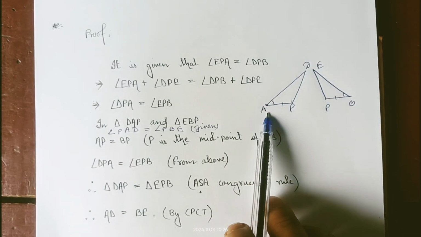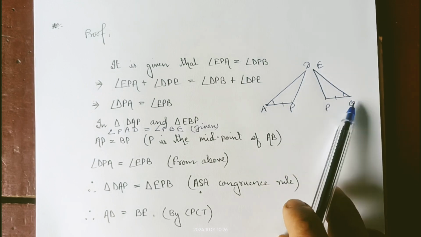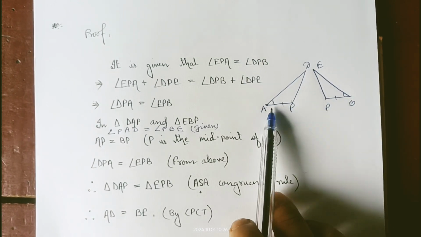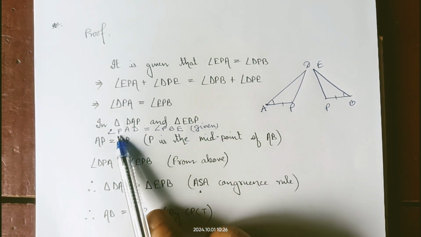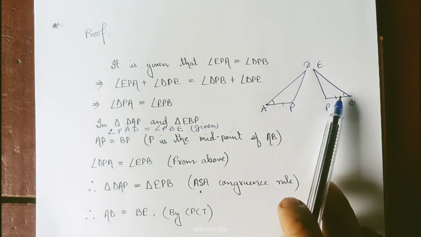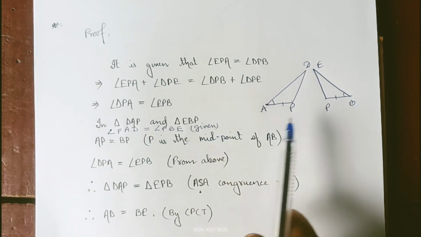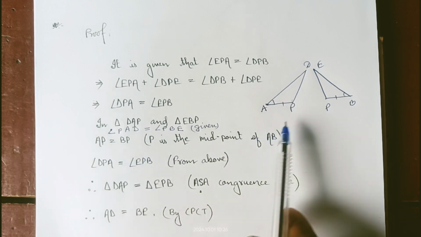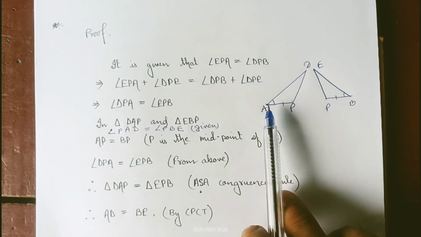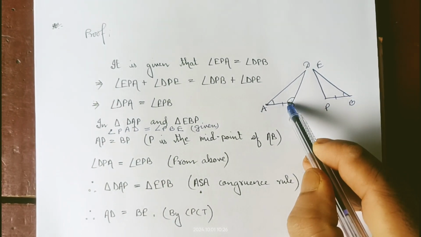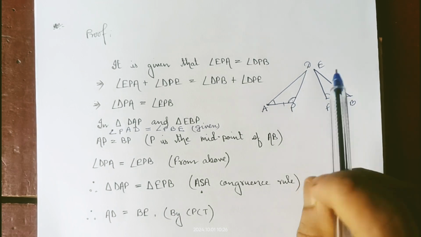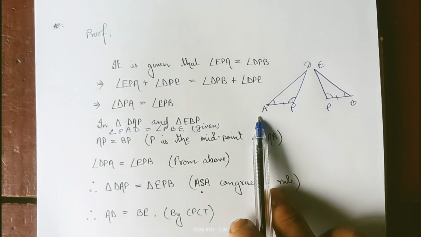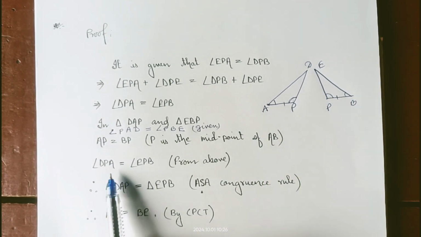In triangle DAP and EBP, these two angles are equal, already given in the question. So we can write angle PAD equals angle PBE. Since P is the midpoint, AP equals PB. And the third one you can write as DPA, this angle. After adding the angle we got this angle equal to this. So DPA equals EPB.